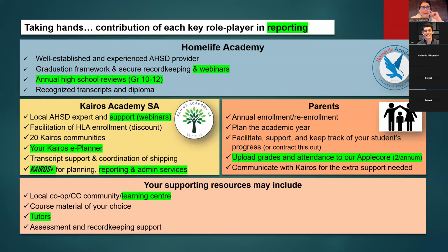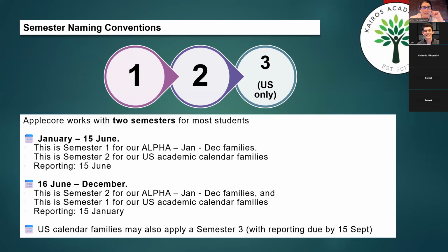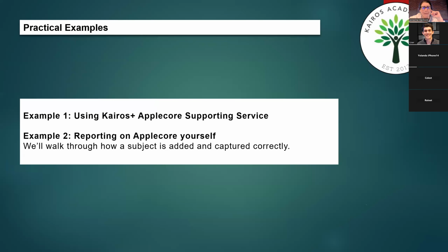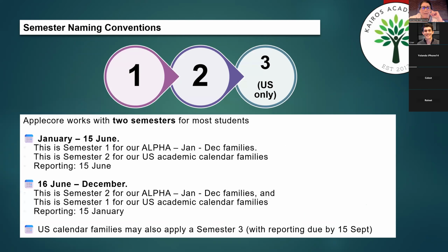The next slide. So this is a slide that I've prepared for our families that have been previously enrolled and were using the spring and fall naming conventions. Home Life Academy has now simplified the naming conventions, and it works simply. You will start with semester 1 and then continue to semester 2 in your academic year of application.